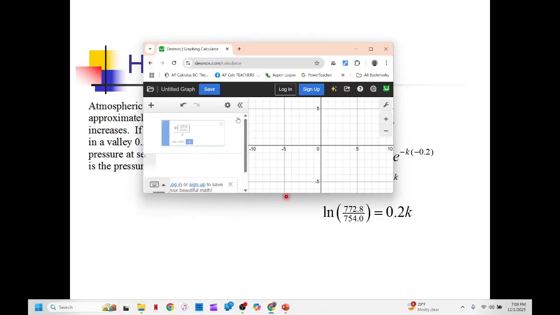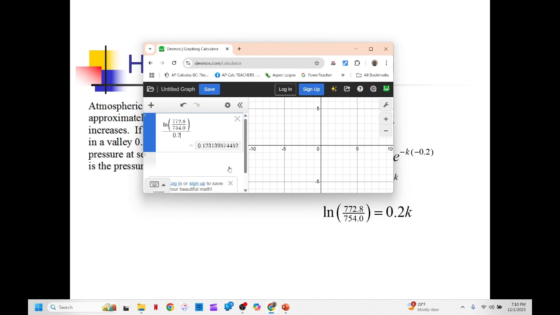Clear out whatever else is in there. So we've got fraction, ln, parentheses, and then 772.8 divided by 754.0. Close the parentheses, go down to the lower level of this fraction, and I'm going to divide by this 0.2. And that's coming out to about 0.123 and some change.